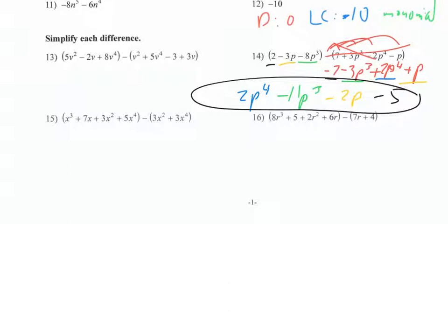All right, number 16, same idea. So I want to distribute that negative in there. So it's going to make negative 7r minus 4 if you send it in. And then we'll combine like terms. Looks like 8r to the third has nothing to combine with, and also 2r squared has nothing to combine with. But I can combine a positive 6r and a negative 7r and make negative 1r. And then a negative 4 and a positive 5 make positive 1.